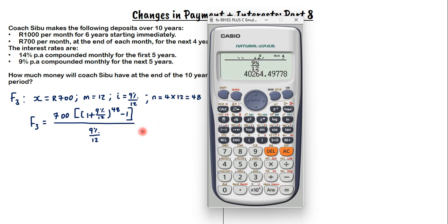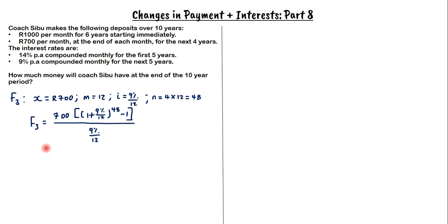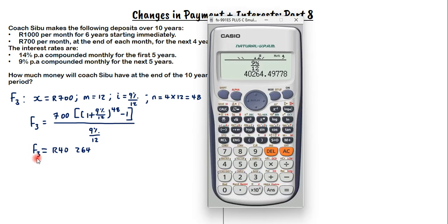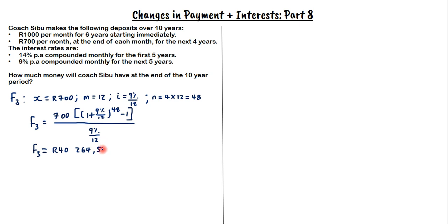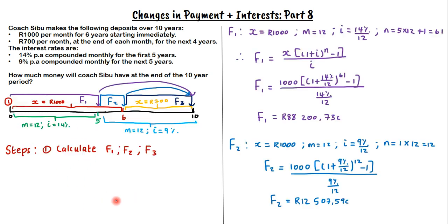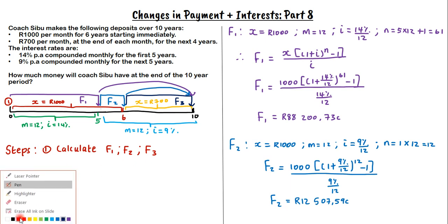Now this is 40,264 Rand, and the cents are 50 cents. All right, so now we have all our future values. So that was the first step, calculating our future values. Now what is the second step?